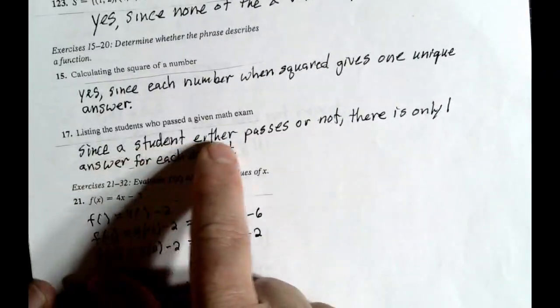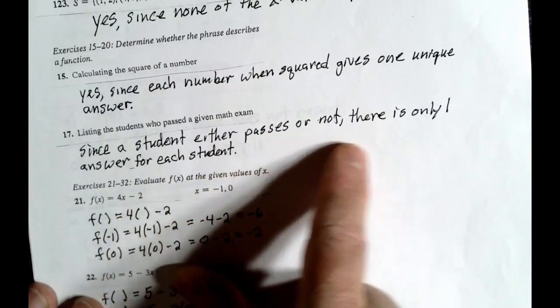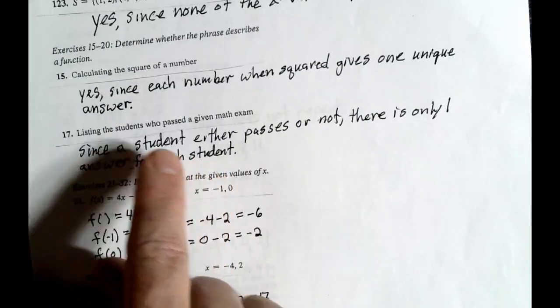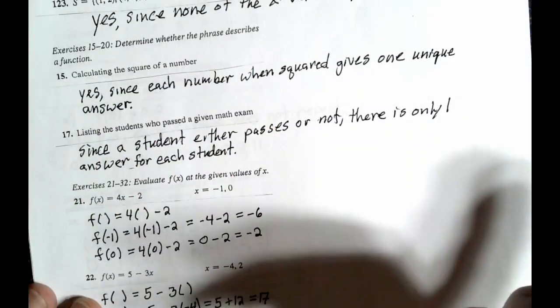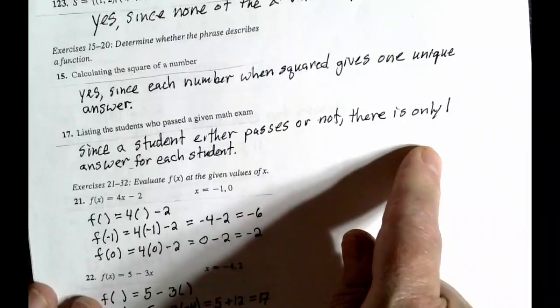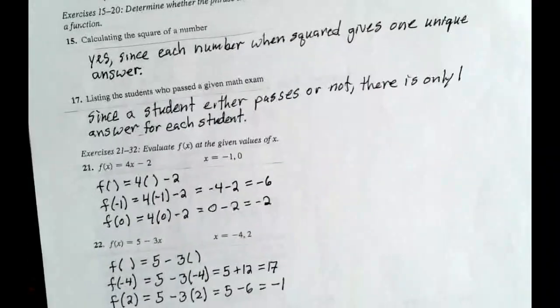List the students who passed a given exam. Since a student either passes or not, there's only one answer for each student. So for each student, it's passed or not passed, that's it. So you'd have input is the student and output is the word passed. Or for input of the student, you wouldn't graph it to pass because they didn't pass.